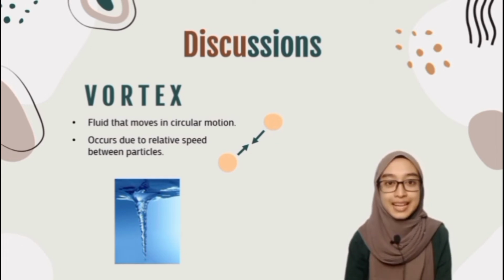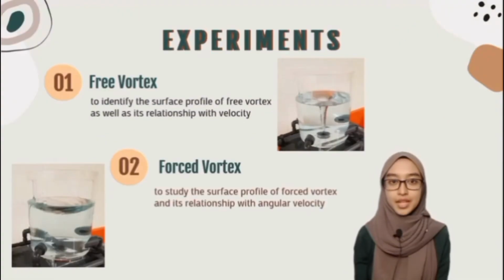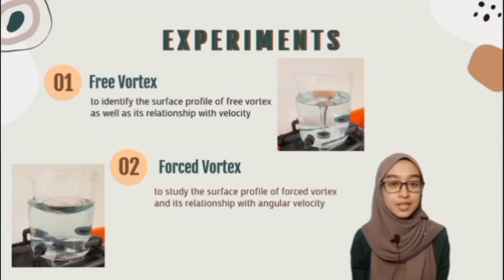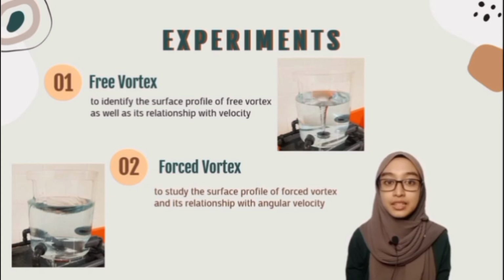Theoretically, free vortex has a radius that is inversely proportional to tangential velocity, while forced vortex has a radius that is directly proportional to tangential velocity. This indicates that each vortex has a different pattern of surface profile. This experiment consists of two parts, experiment 1 and 2. Experiment 1 is conducted to identify the surface profile of free vortex as well as its relationship with velocity, while experiment 2 is conducted to study the surface profile of forced vortex and its relationship with the angular velocity.